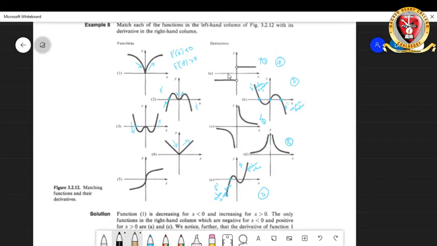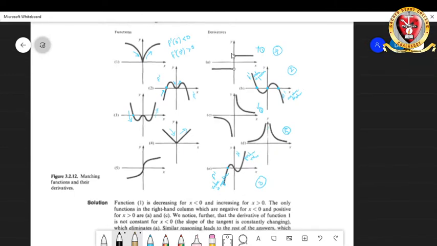the derivative for the a part is constant for x strictly less than 0. That means if we choose a, the corresponding derivative will be a constant. So that is not possible, because this is not f of x equal to x. This is 1, this is minus 1 and 1. So it is not possible. So we can choose c. So 1 is going to c.